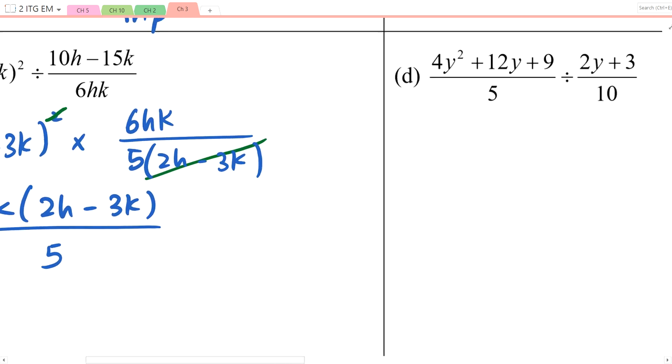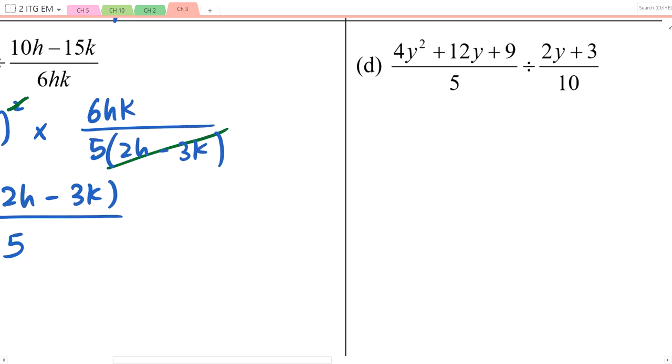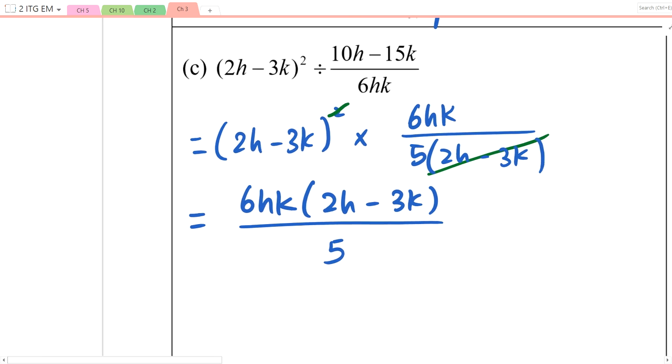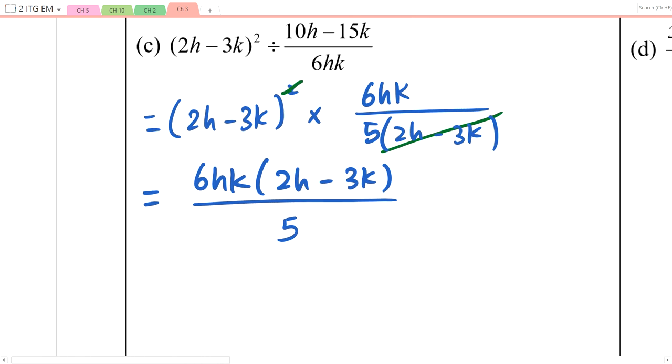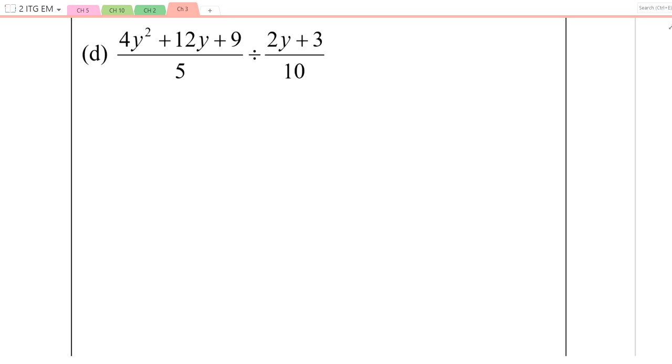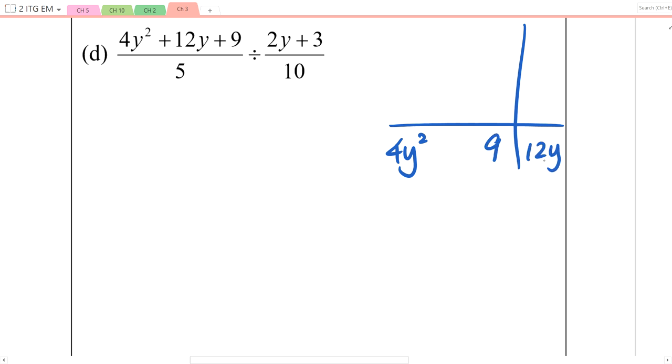Okay, next. Part D. Or am I too fast? All this, I want to factorize the numerator on top. There are 3 terms given to me. I'll do it this way. 4y squared with a 9 over here with a 12y. With a multiplication. Now I have many options. I can choose 2y and 2y, 4y and 1. I can choose 9 and 1, I can choose 3 and 3.